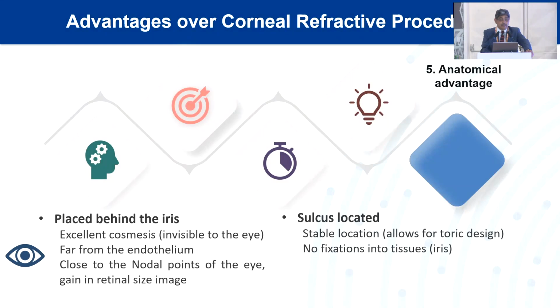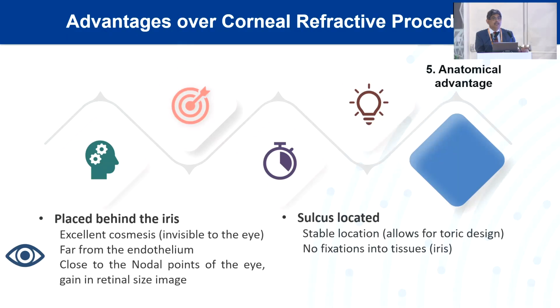The anatomical advantages are that it is placed behind the iris, and because of this it is not visible to someone. Therefore it gives an excellent cosmesis, unlike iris claw or the anterior chamber lenses. It is far from the endothelium, so the chances of damage to the endothelium are not there, and it is close to the nodal point of the eye. So there is a gain in the retinal image size.